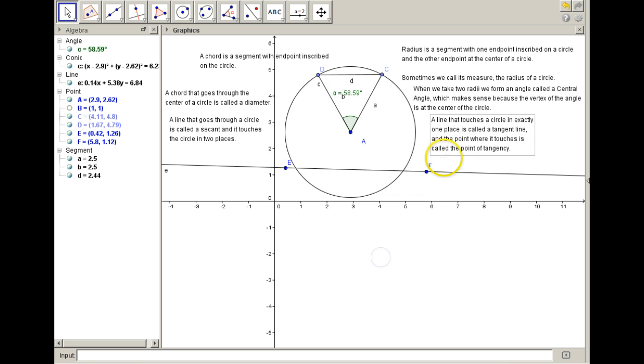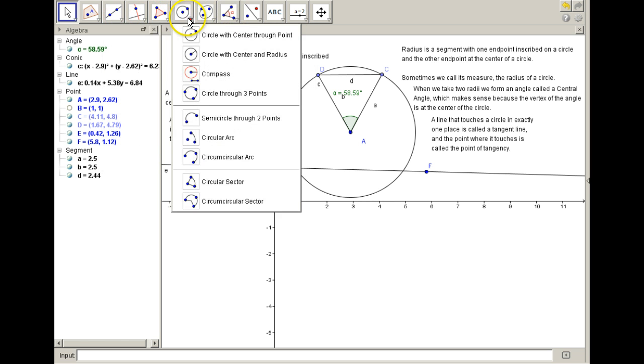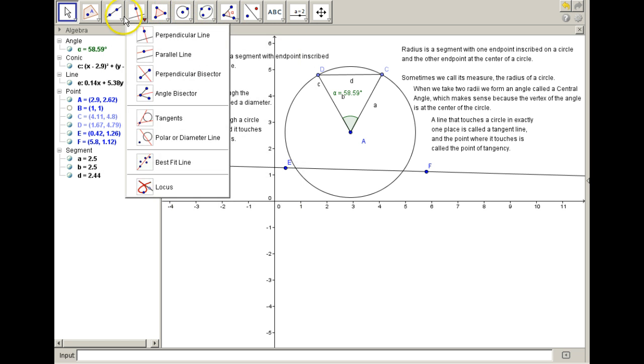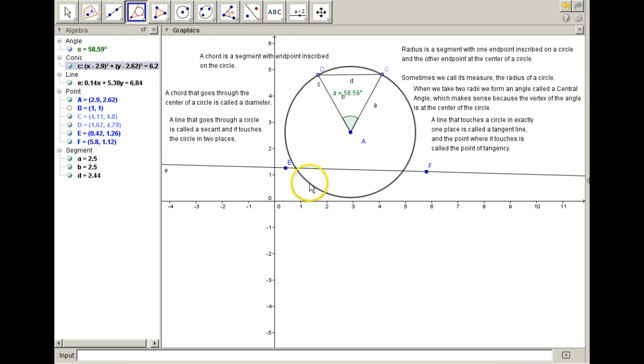Okay, so a line that touches a circle in exactly one place is called a tangent line. So let's see if we can construct a tangent line in our constructions here under circle. Now where are we going? Oh, here it is. Tangents. So we're going to pick the circle and then pick a point that is not on the circle. Well, let me first construct a point. Let's construct a point over here. And now we can use our tangents to say, give me this circle and that point.